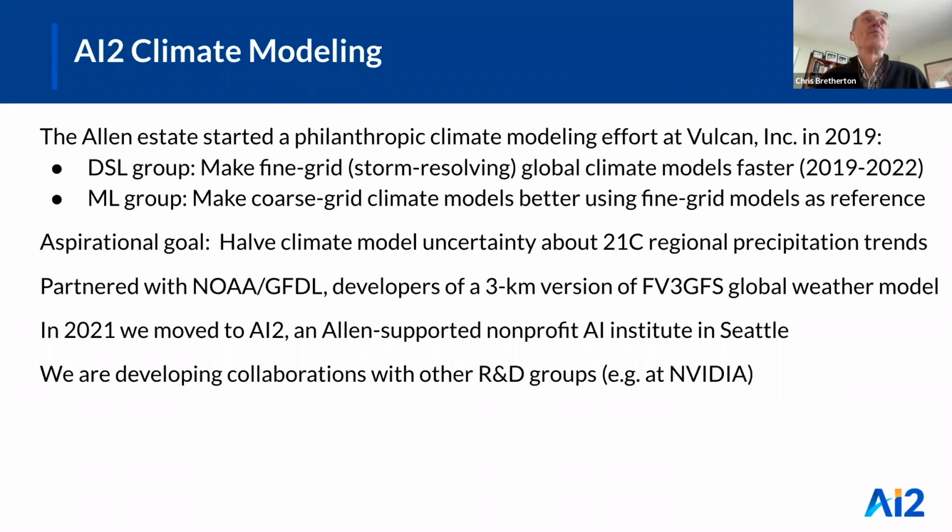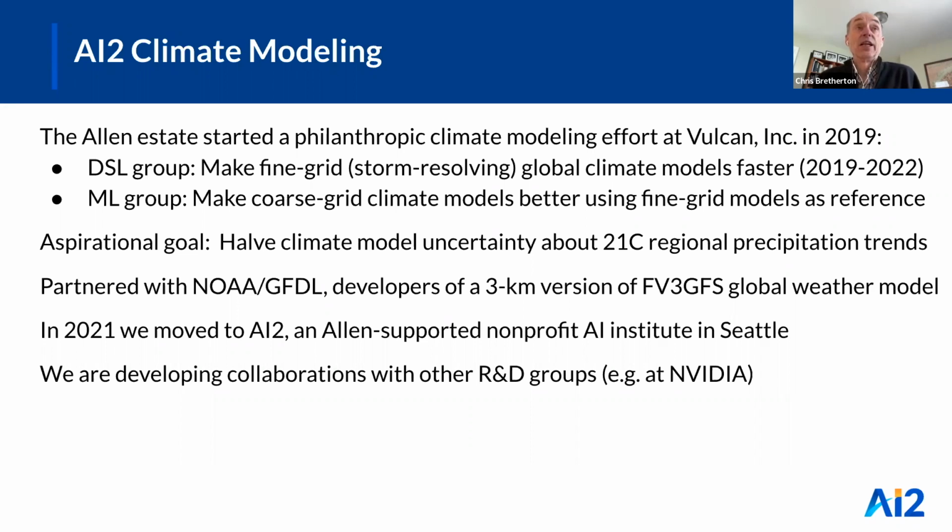Okay, so this was one of the motivations which led the estate of Paul Allen, co-founder of Microsoft, after his passing, to start a philanthropic climate modeling effort at his holding company Vulcan in 2019. Initially, that had two groups, a group that was basically trying to make the finest grid models we can make of the atmosphere, so-called global storm resolving models, run faster on modern computing infrastructure. That project ran 3 years. It's finished now, although it's had some successes and has been taken over in part by NOAA.